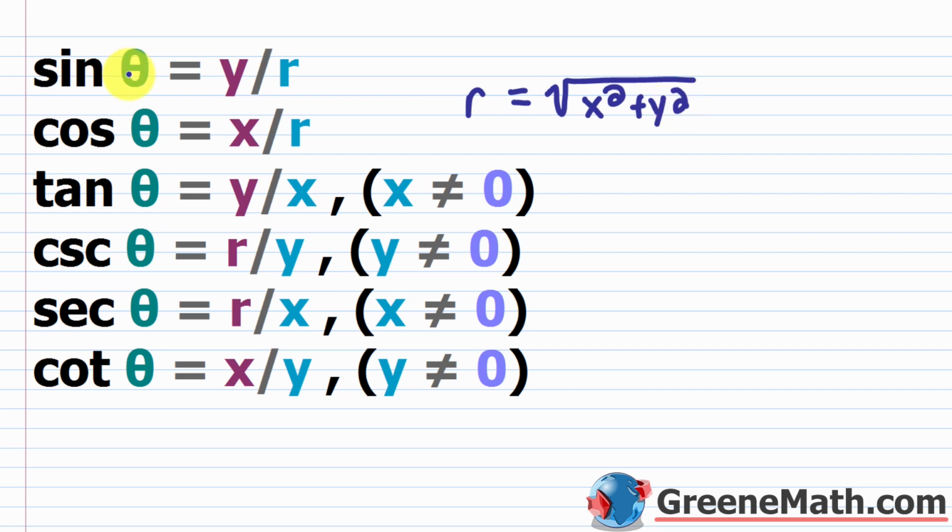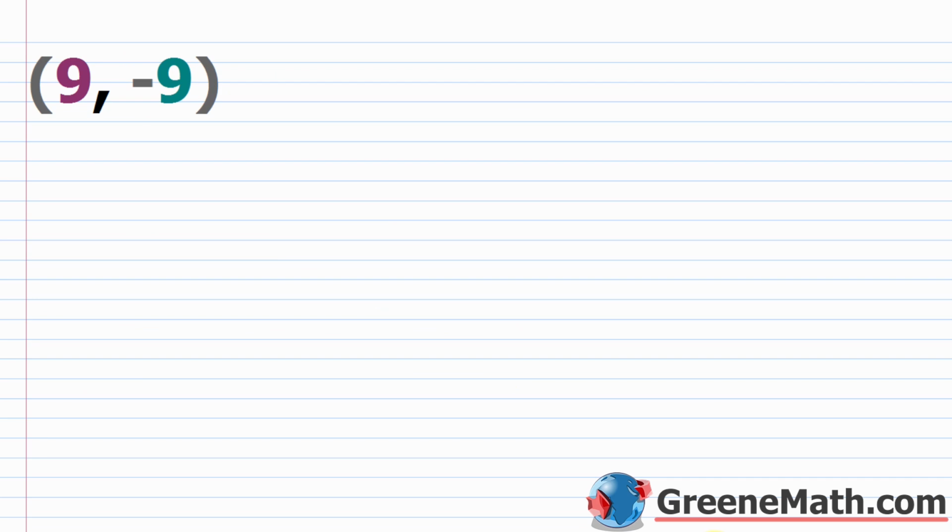So the sine of theta is going to be equal to y over r. Then the cosine of theta is going to be equal to x over r. Then the tangent of theta is going to be equal to y over x, where x is not equal to 0. The cosecant of theta is going to be equal to r over y, where again, y is not equal to 0. The secant of theta is going to be equal to r over x, where x is not equal to 0. And the cotangent of theta is going to be equal to x over y, where y is not equal to 0.